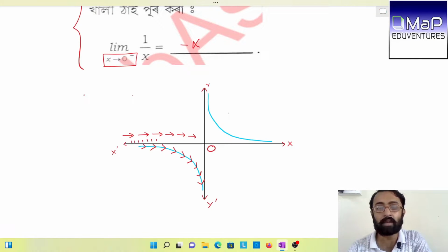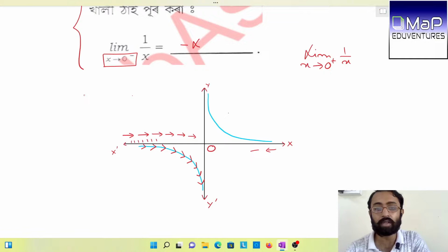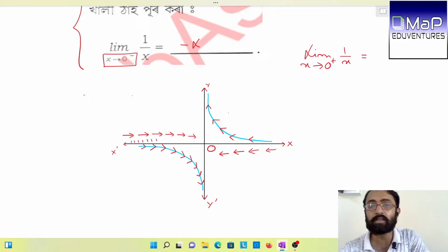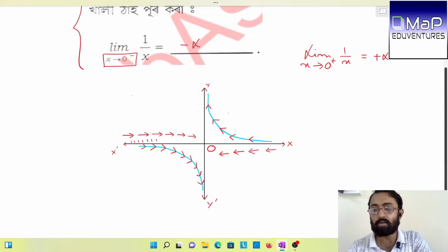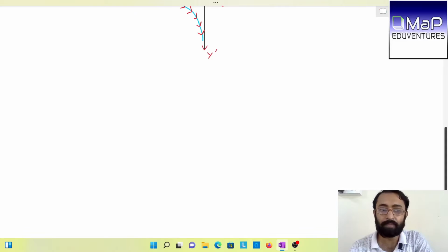Similarly, if we are given the right hand limit, limit x tends to 0 plus 1 by x, that means we are moving towards 0, that is the origin, from the right hand side. Then observe the pattern of the graph. It will go upwards. We do not know where it will stop. So that means your result will be plus infinity. Okay, alright, so now let us see how we can write it.